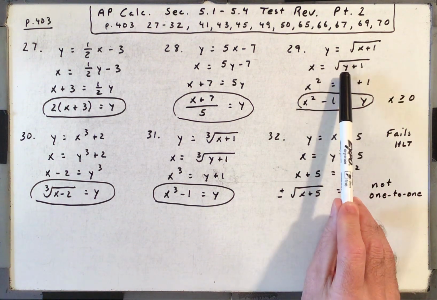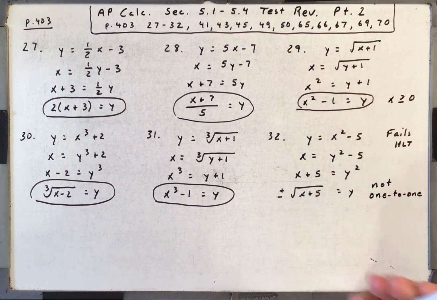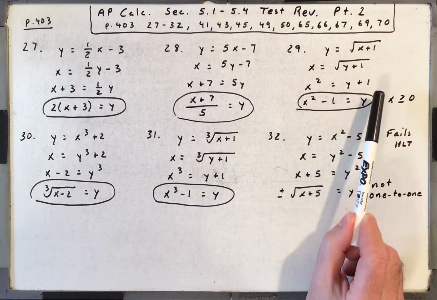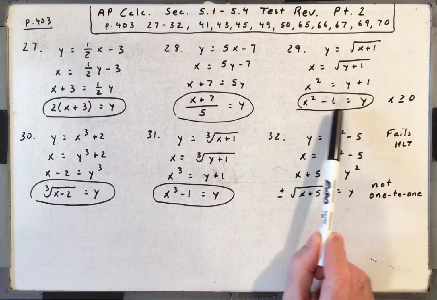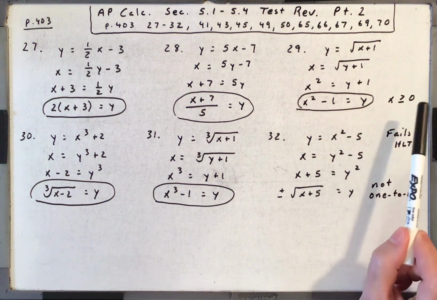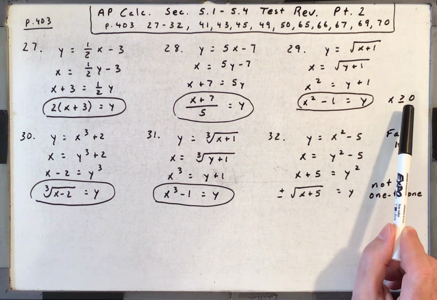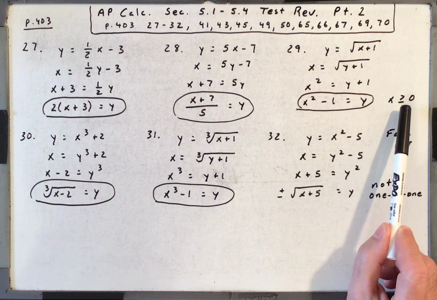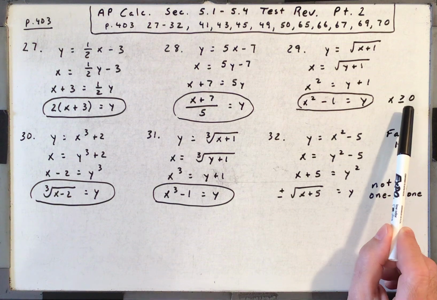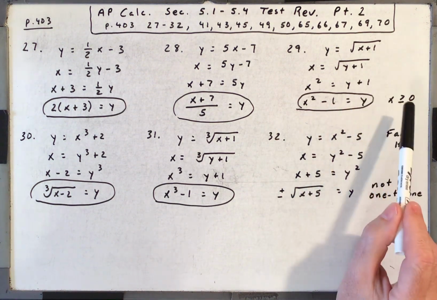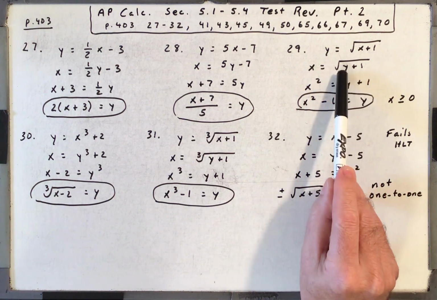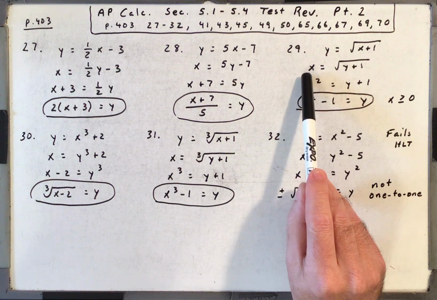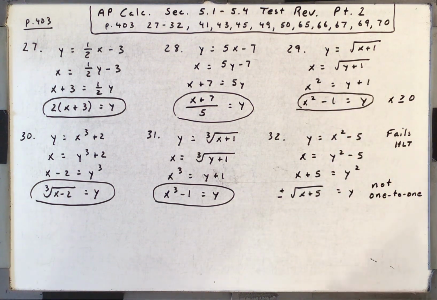Let's swap the x and the y. Square both sides to lift the radical. You have x squared is equal to y plus 1. And then subtract 1 from both sides. X squared minus 1 equals y. This is only the inverse when x is greater than 0. Okay, so we do have a domain restriction on this because you can't get a negative value from the square root here. So if x, let's say, were -1, you wouldn't be able to get that from this because you can't take the square root of a negative.